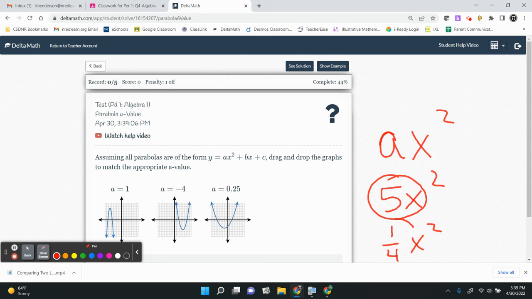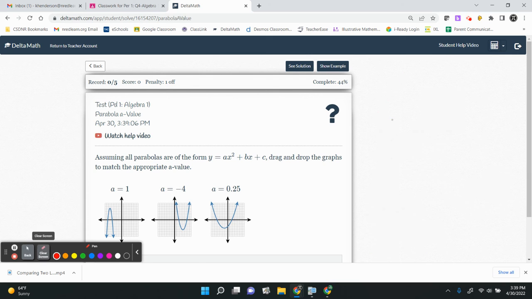Larger than 1 is more narrow. A fractional value is more wide or compressed. You can also have a negative value, which would make you upside down. Okay, so that's what we're looking for here when we look at our a.